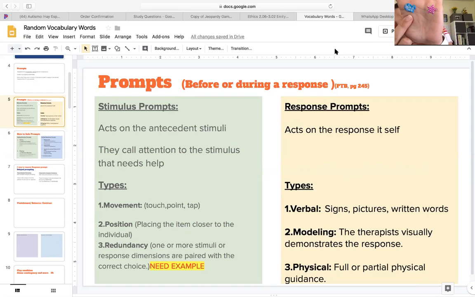Okay, that's a heart. It's a little crooked, but it's a heart and it's a star. So now we're gonna do the three types of response prompt, but let me say them first. There's verbal. Verbal includes not just spoken language, but also written information and signs. And they also have pictures.